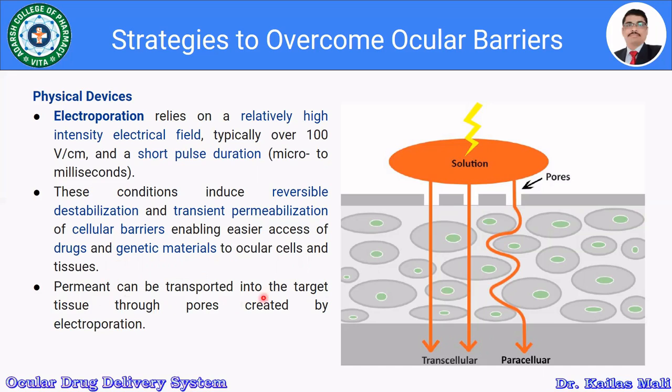Drug can be transported into the target tissue through the pores created by the electroporation. So this is the electroporation device. We apply the electric field for a short pulse duration, which creates the pores. Through these pores, by either the paracellular or transcellular transport system, the drug is going to be permeated into the ocular tissue. So this is about the electroporation.